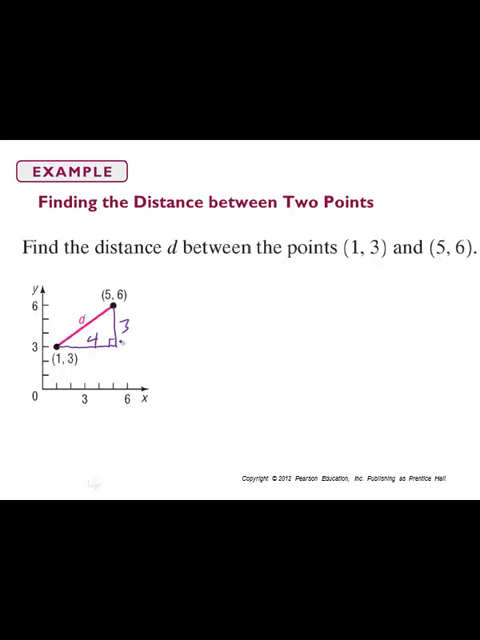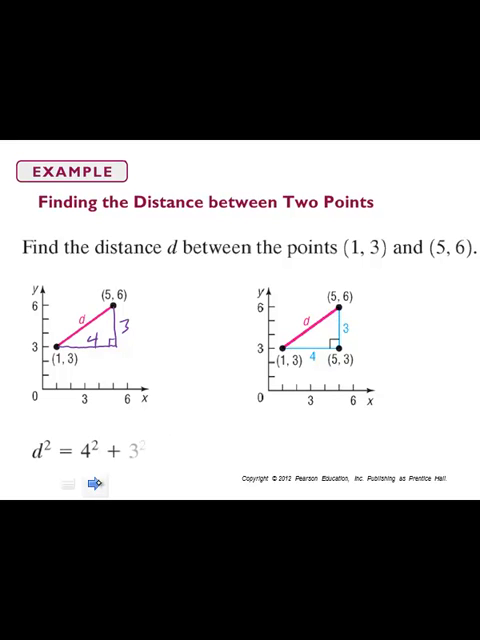So now we have this right triangle with a leg of length 3 and a leg of length 4, and we can use the Pythagorean theorem to calculate the length of the hypotenuse, which is really the straight line distance between the 2 points. So what is the square root of 3 squared plus 4 squared? It's going to be the square root of 25. Square root of 25 is 5. So 5 is the distance between those 2 points.